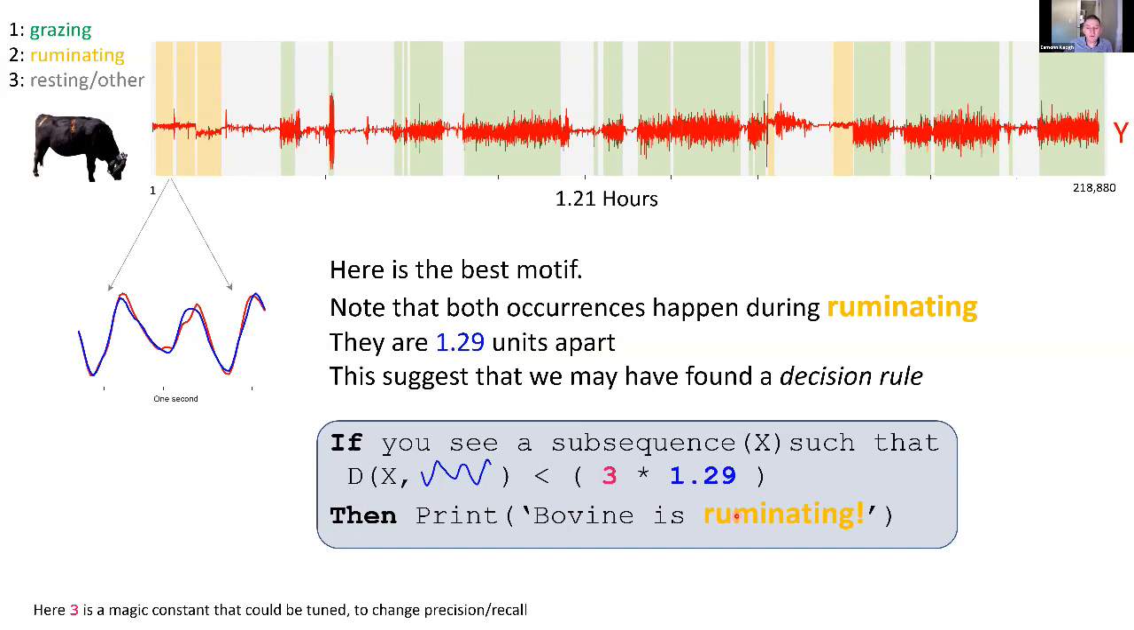So just quickly, where does 3 come from? I kind of pulled it out of the air. It's an old trick in statistical process analysis. I could tune this to make it more liberal or more conservative, which would change the precision and recall, but it's basically a reasonable number I pulled out of the air. So my claim is I can actually run this rule on the rest of the data and try to find out when this bovine is ruminating, if I didn't have the labels from the grad student.